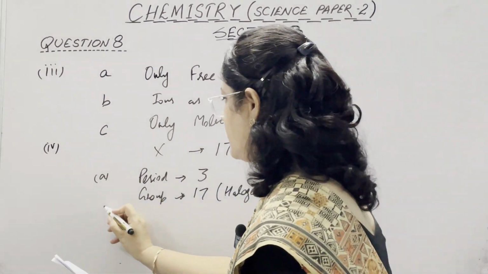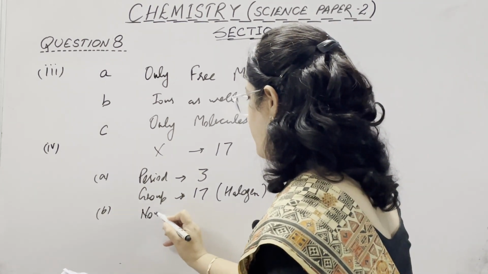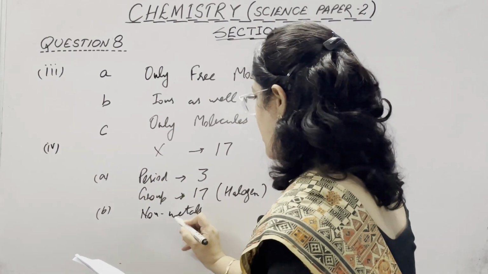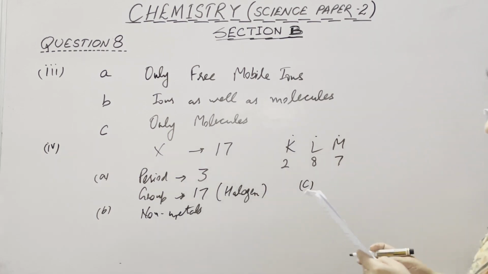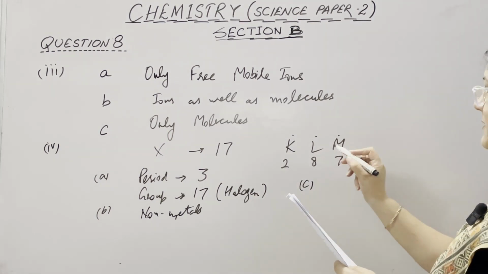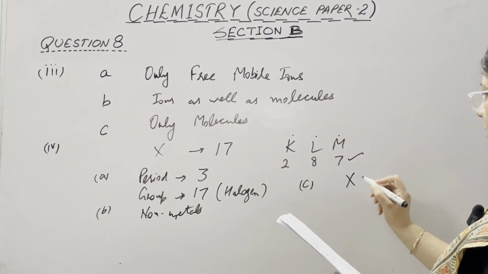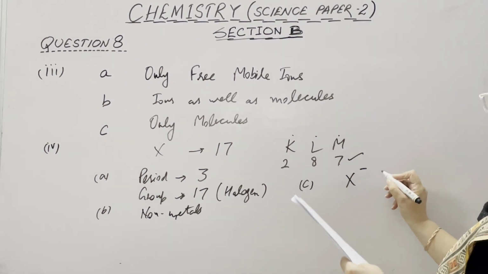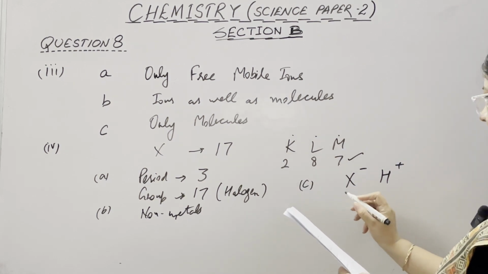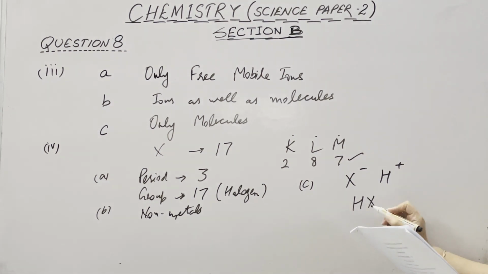In B part, is it a metal or a non-metal? Because in the outermost shell 7 electrons are present, so it is a non-metal. All halogens are non-metals. In C part, write the formula between X and hydrogen. Now X is this, although we know that this is chlorine, but in the answer we need to write X. So X minus, because it needs 1 electron to complete its octet, and hydrogen, so H plus. So the formula between them is HX, like HCl. But we need to write X over here. So HX is the formula between them.